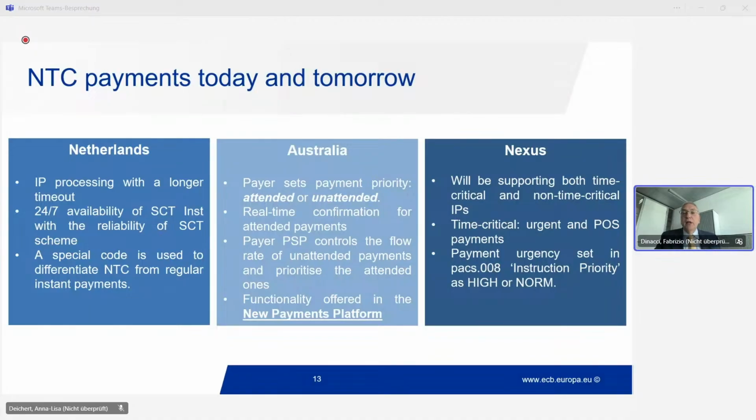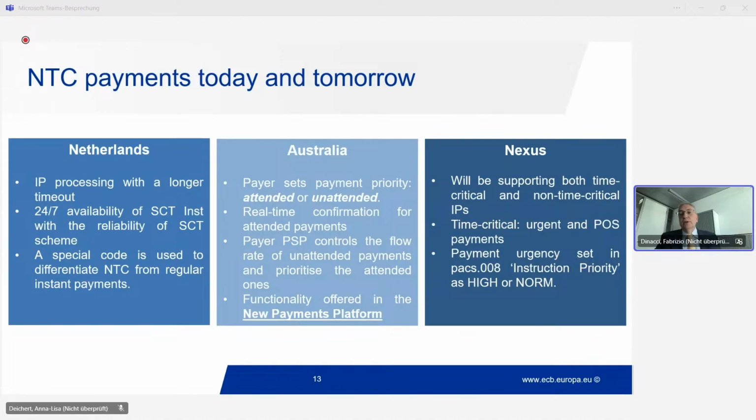Dimitri said it so very well. We cannot afford to introduce this functionality slowing down the instant payment. We are not going to slow down instant payment. We are going to greatly accelerate what today is the old and traditional credit transfer. Of course, the functionality is offered in the NPP, what is called the New Payments Platform.